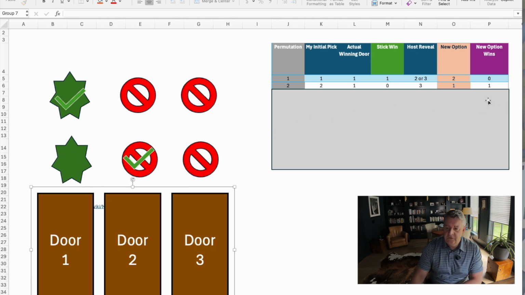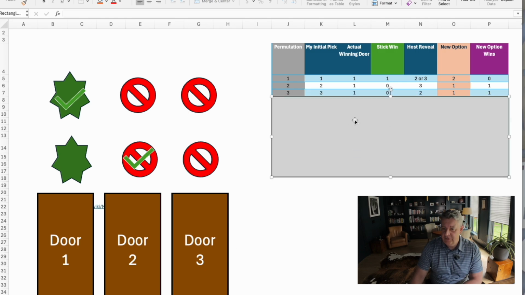In this case, if you switch, you win. Now the same thing happens on the third permutation. The third permutation is the answer's still behind door number 1, but you then initially picked door number 3. Monty's going to show you door number 2. So your only option is, do you stick with your original pick in door 1, or do you go for door 3? In which case, switching gets you the winning answer.